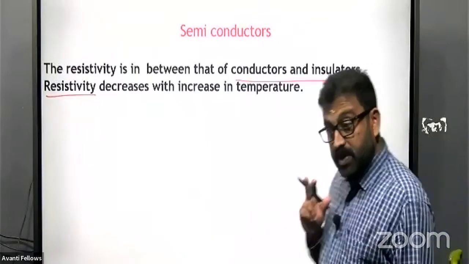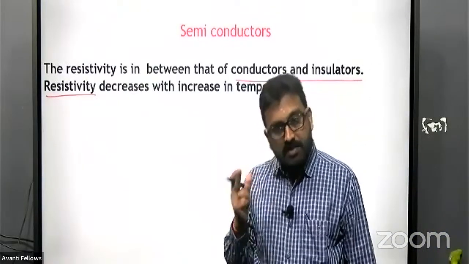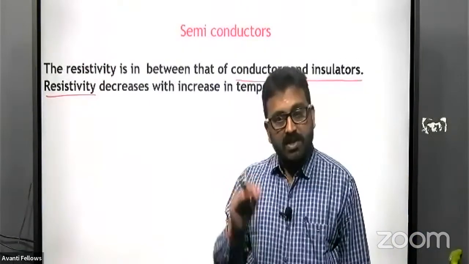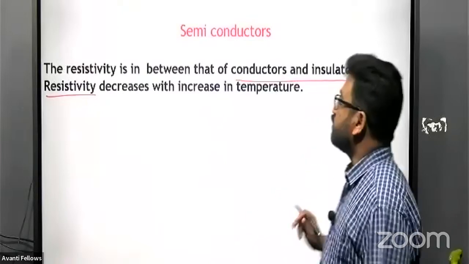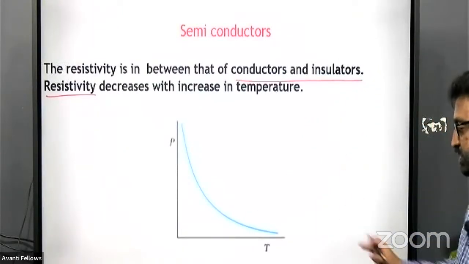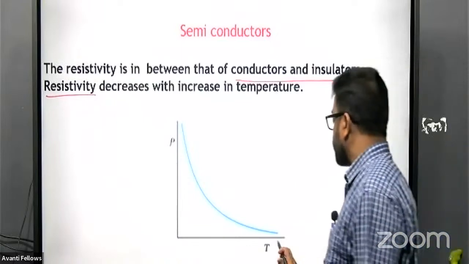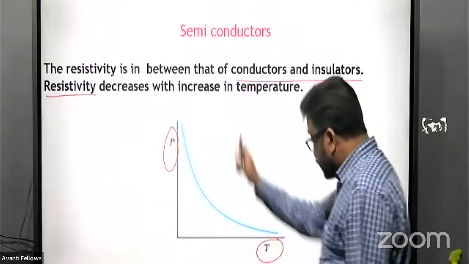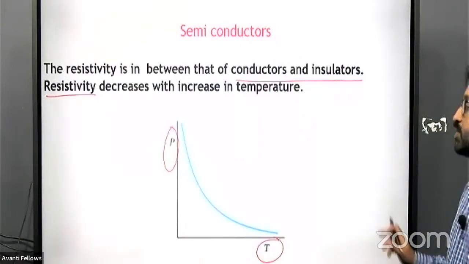Remember, in the case of conductors, resistivity increases with increase in temperature, whereas in the case of semiconductors, resistivity decreases with increase in temperature. See this one, see the graph. This is temperature, and on the y-axis we have resistivity. It decreases with increase in temperature.